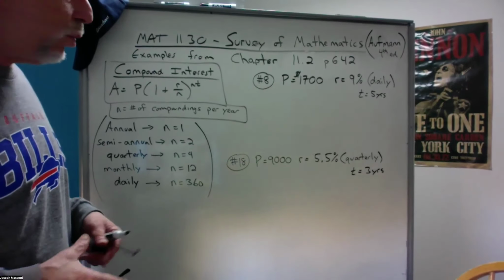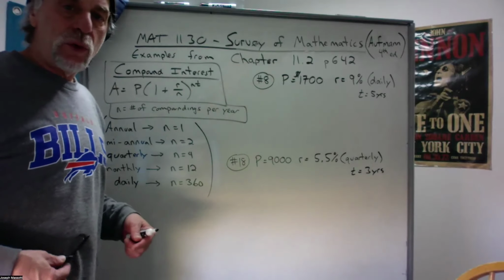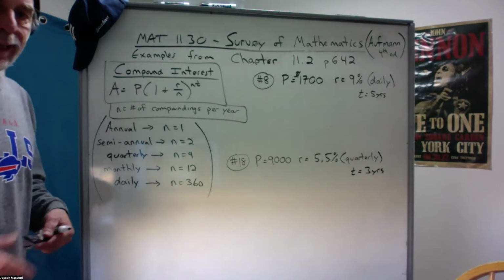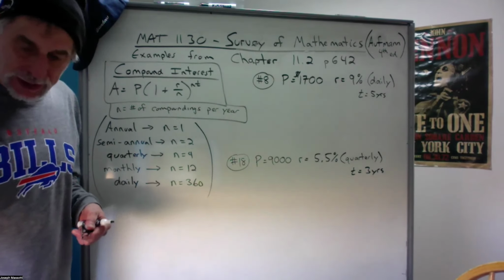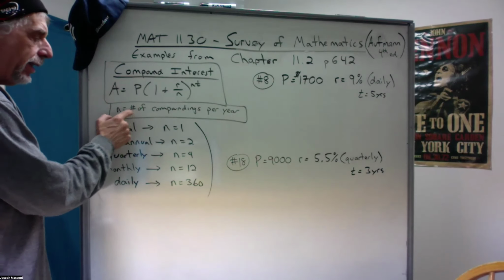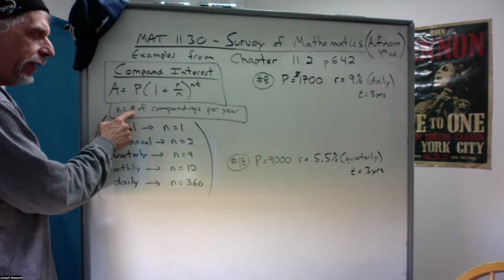Okay, moving on to 11.2, page 642, having to do with compound interest now. In 11.1, we dealt with simple interest. Now we are going to compound interest, meaning we're calculating the interest a number of times per year.